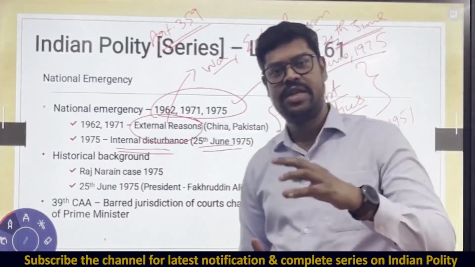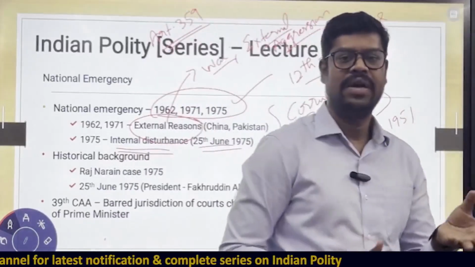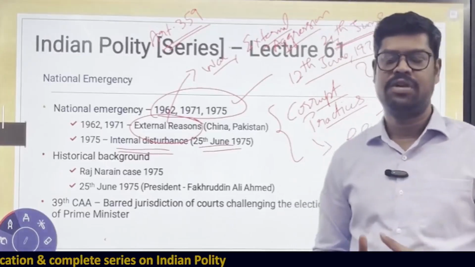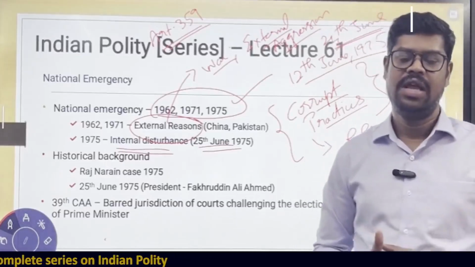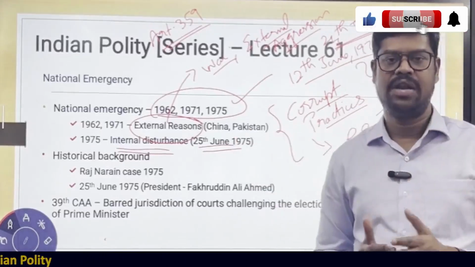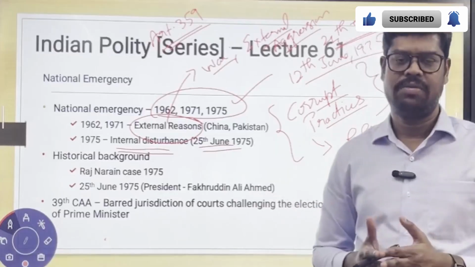So the first thing is the national emergency was proclaimed, and then subsequently the government advised the president to suspend various fundamental rights, enforcement of fundamental rights under Article 359, and therefore the president also suspended some of the fundamental rights like Article 20, Article 21, Article 22 and a lot of other fundamental rights.